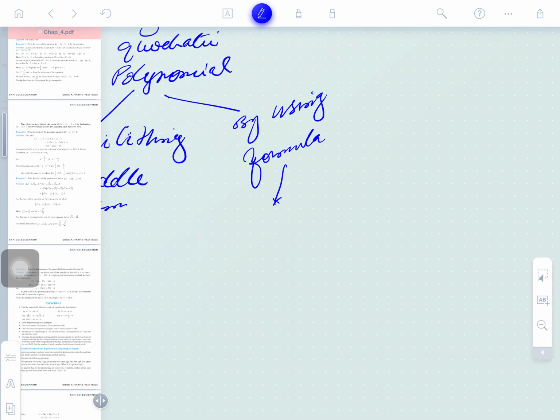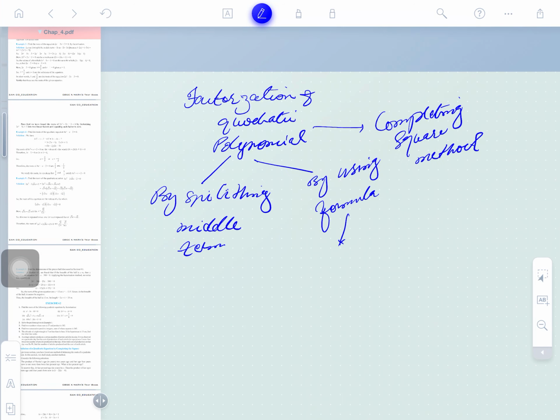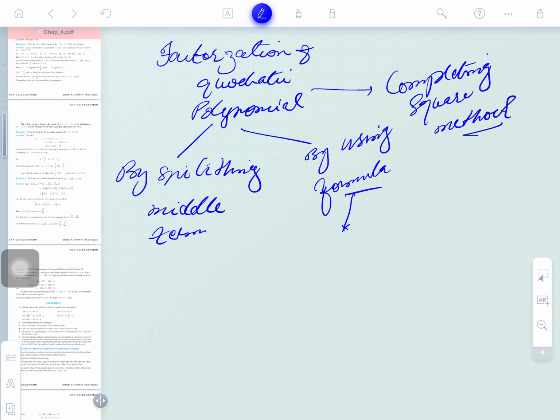And another method will also come here. This factorization will also be done by the completing square method. So, what is called the completing square method? Okay, the completing square method I will also tell you.